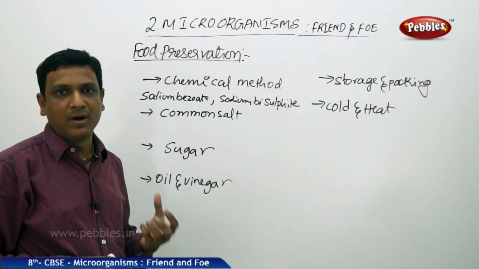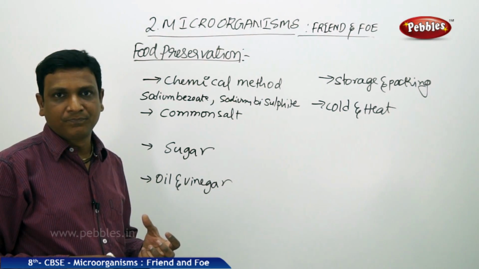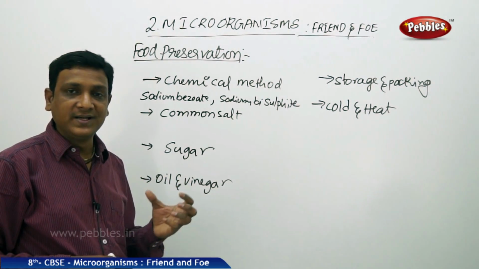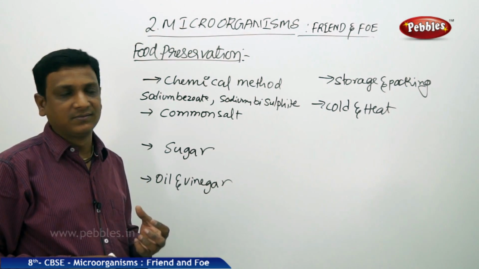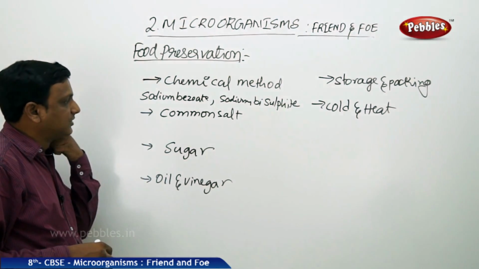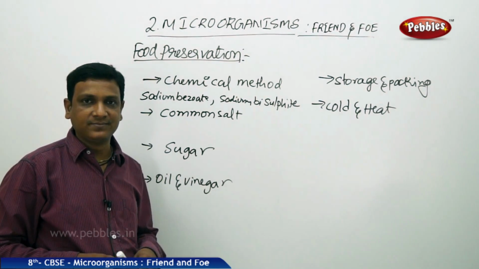Nowadays, if you go to a mall, you find different kinds of food items in different states. You find raw food items, you find semi-cooked food items. So they are using preservatives, right? So the next one, common salt. Salt is used to preserve different food items.